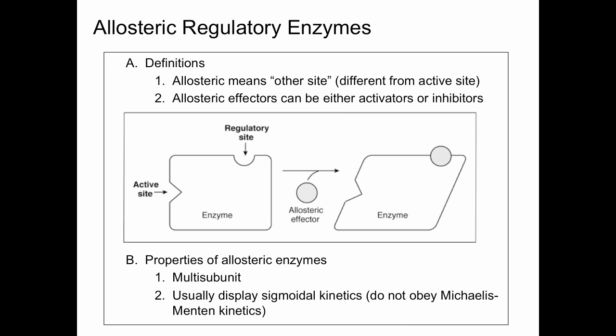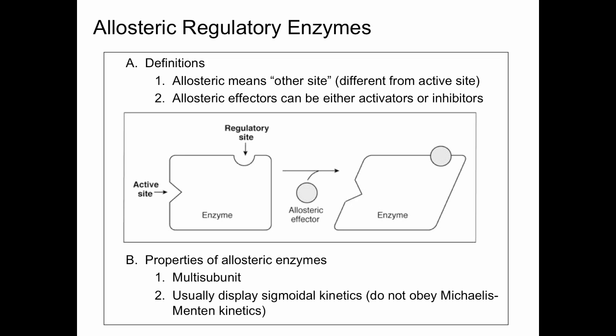So let's look a little deeper at this. The word allosteric literally means other site. As I mentioned, it's a distinct site from the active site of the enzyme. Allosteric effectors can either be activators or inhibitors, and by binding to a distinct site, they can change the conformation of the enzymes. In many cases, allosteric enzymes are multi-subunit.